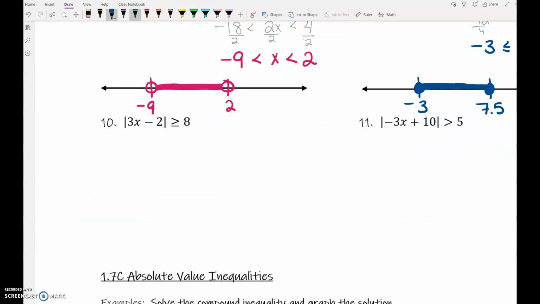Number 10 is a great or. So if you want to write or next to number 10, greater means we have to write it as an or inequality. The first inequality, you simply write without the absolute value bars, but you don't change anything else. So 3x minus 2 is greater than or equal to 8. Don't change anything.